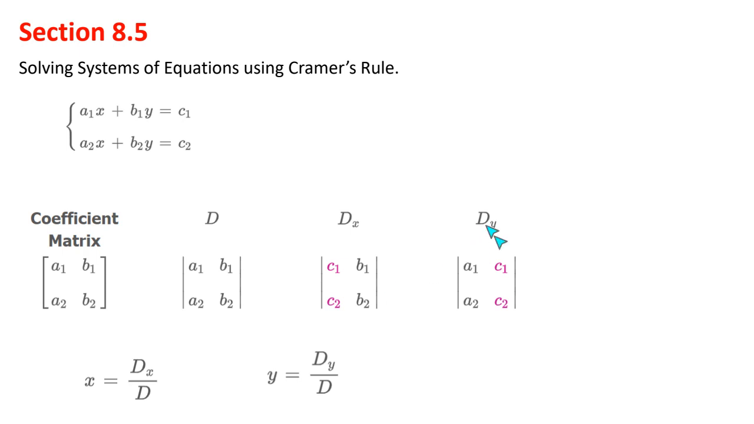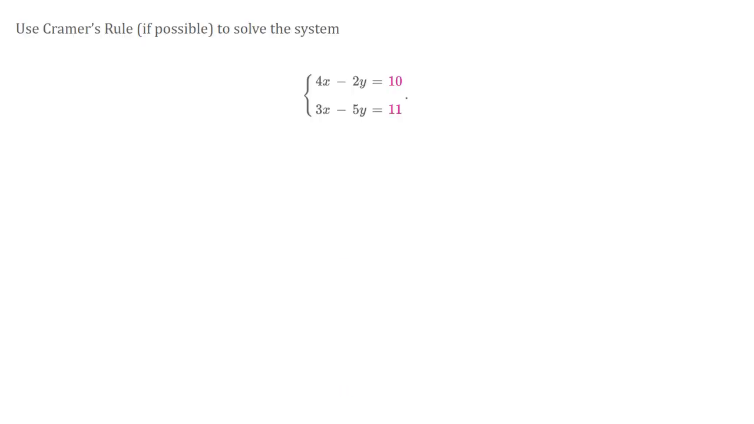In dy, we replace the y coefficients with the constants, and then we leave the x coefficients. Once you find the determinant for these three things, then x is going to be equal to the determinant dx divided by d, and y is going to be dy divided by d. Okay, so that is the setup. So let's try an example. And notice it says if possible.